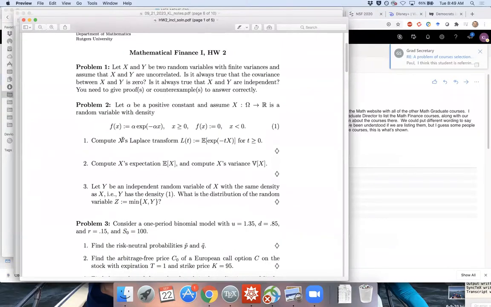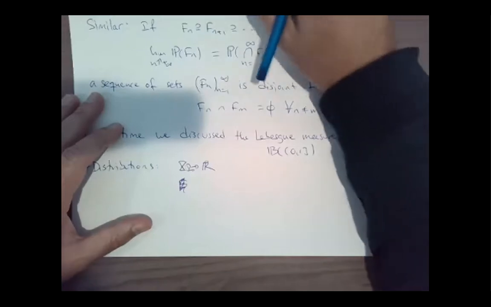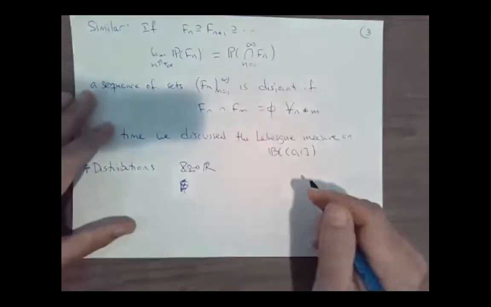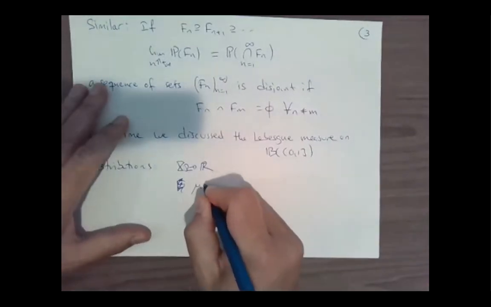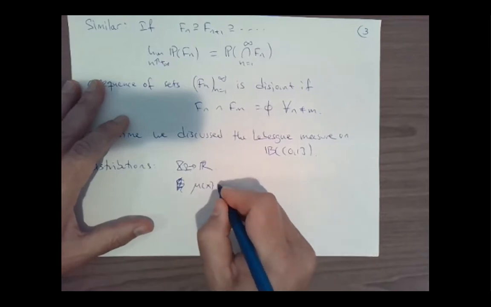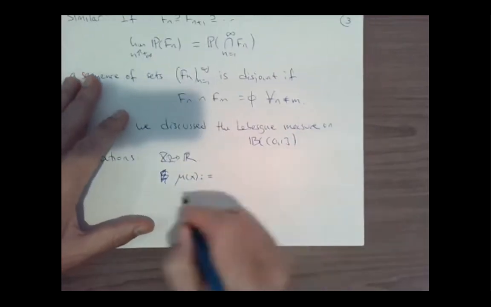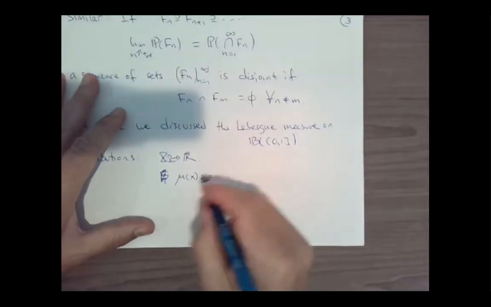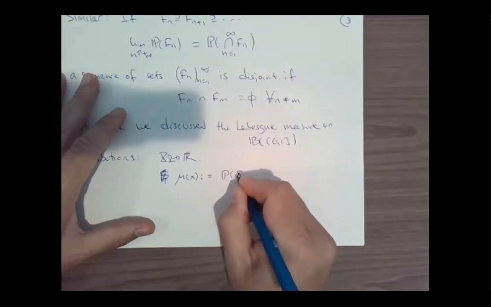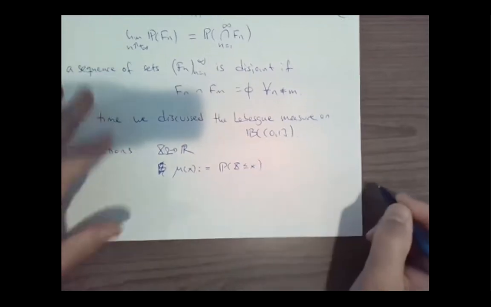Okay, so I needed a letter for the integral, little f. L, that was the Laplacian. We don't want to use L. I don't know, let me call it mu. So mu of x. This was our distribution. This was the probability that X was less than x.